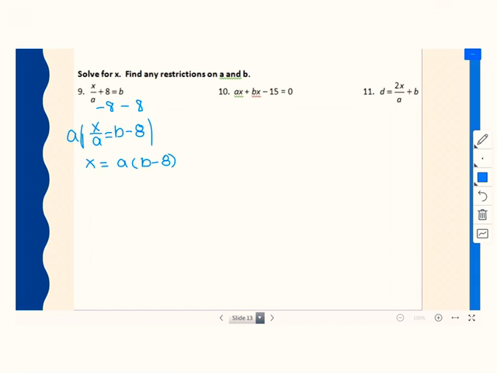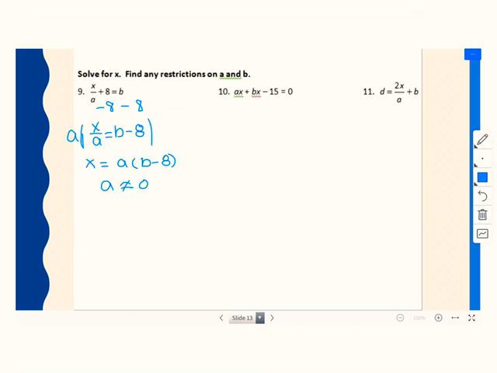The next thing you need to do is put down any restrictions on your variable. So we know that we cannot divide by 0. So since in the original problem you had x divided by a, the restriction on this is that a can never equal 0. So even though now in my final answer a is up here, a originally started in a denominator, therefore a can never be 0.